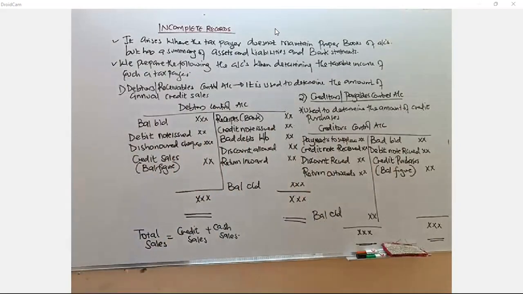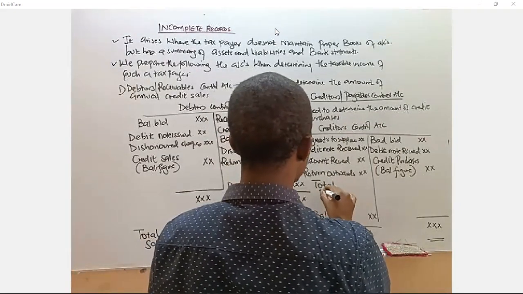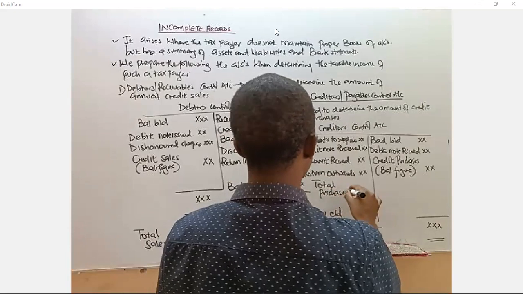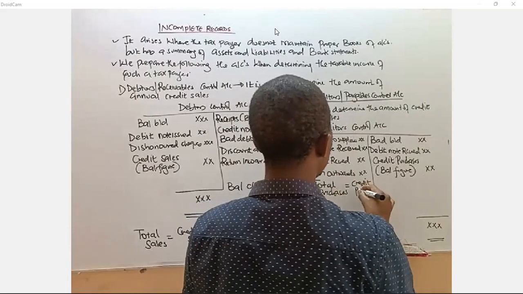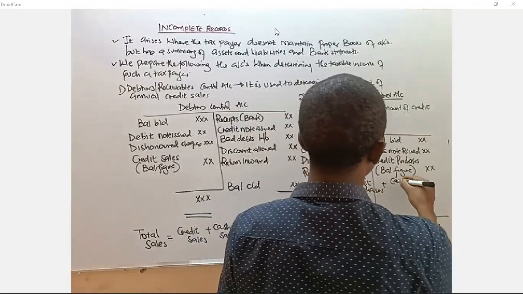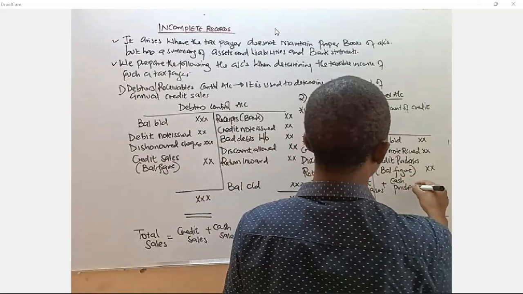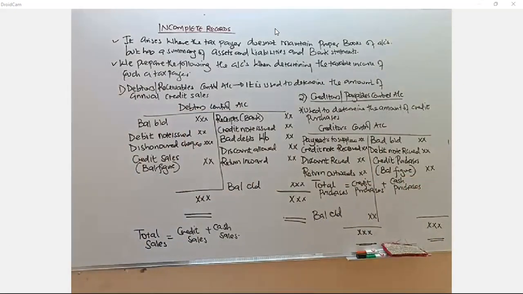So how am I going to be getting the total purchases? To get my total purchases, I should be taking the credit purchases plus my cash purchases. I just need to put them there.